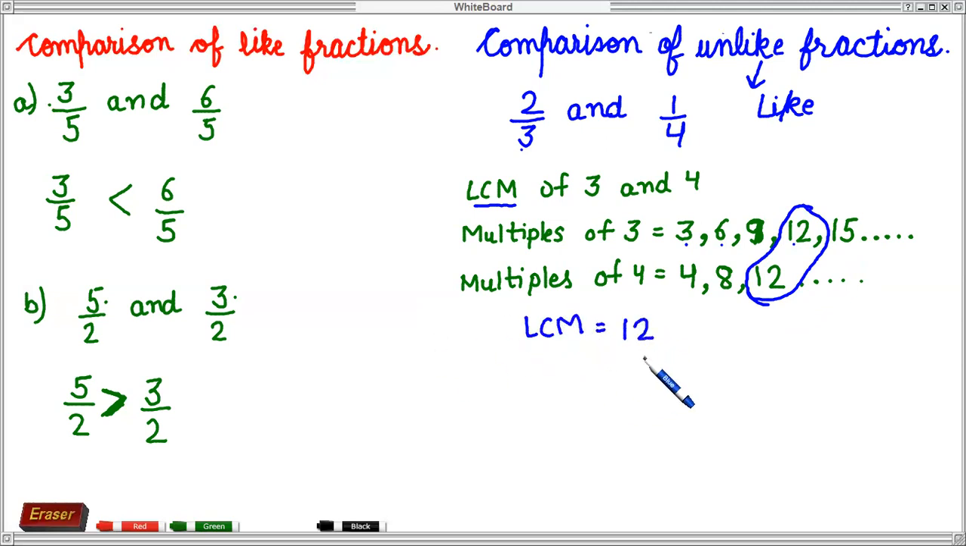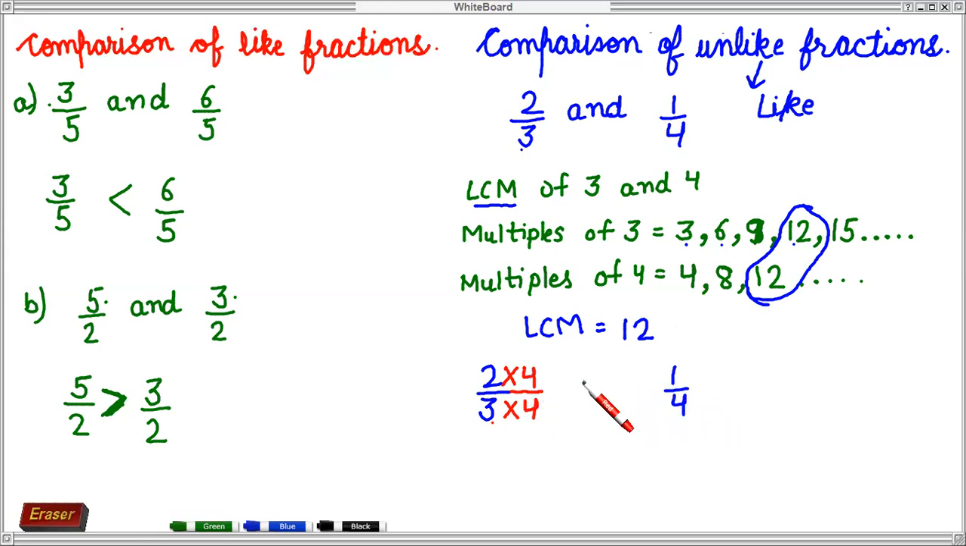Now what we have to do, we will make the denominator of 2 by 3 and 1 by 4 as 12. How can we make the denominator 12? Let us take the first fraction 2 by 3 and the second fraction 1 by 4. If we multiply this denominator by 4, it will become 12. So if we are multiplying the denominator by 4, we have to multiply the numerator also by 4.